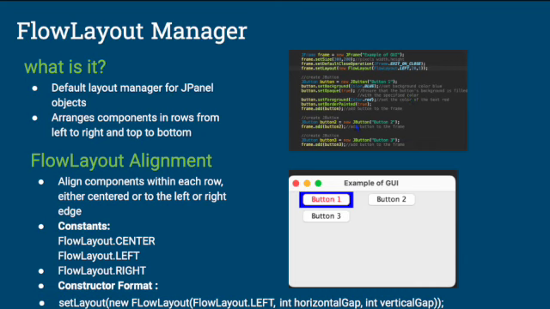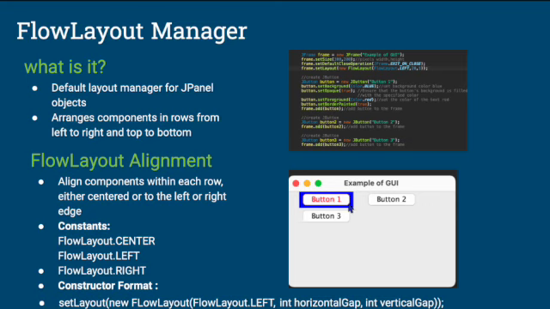So in this example right here, I'm using a flow layout manager constructor, and for my parameters, I'm gonna put the constant FlowLayout.LEFT, which is gonna align the components to the left. I'm doing a 20 pixel horizontal gap and a 1 pixel vertical gap. So here is the outcome.